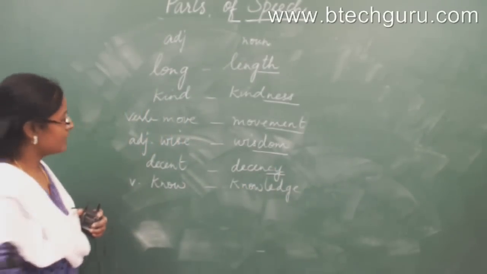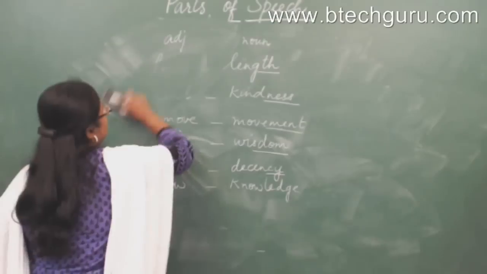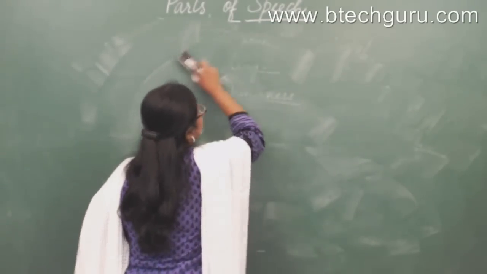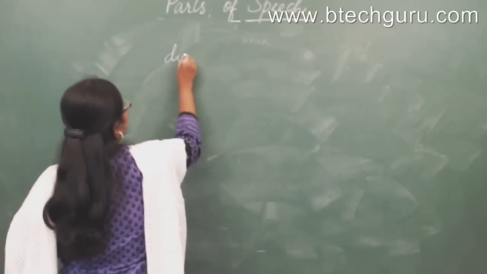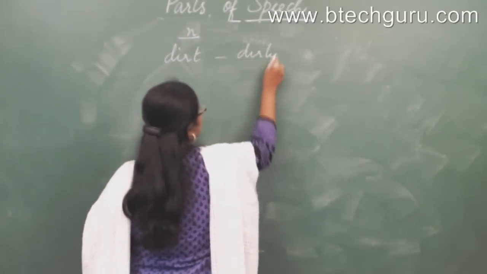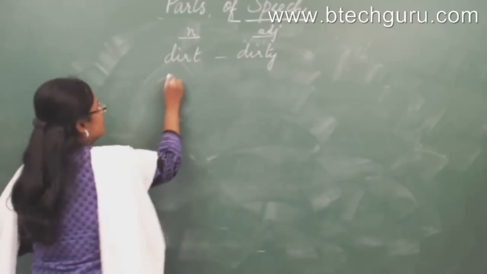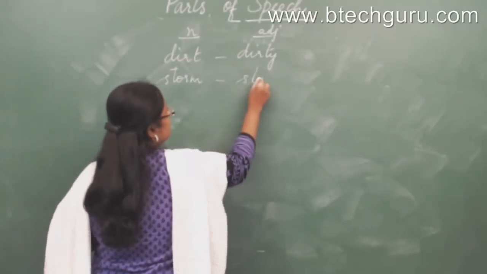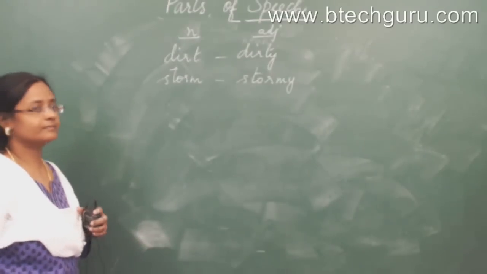Okay. And sometimes we also form adjectives from nouns. It's either way. Dirt. Dirt is a noun. And we form the word dirty, which is an adjective, from a noun. Then storm is a noun. Let me say stormy. It was a stormy night. Okay.